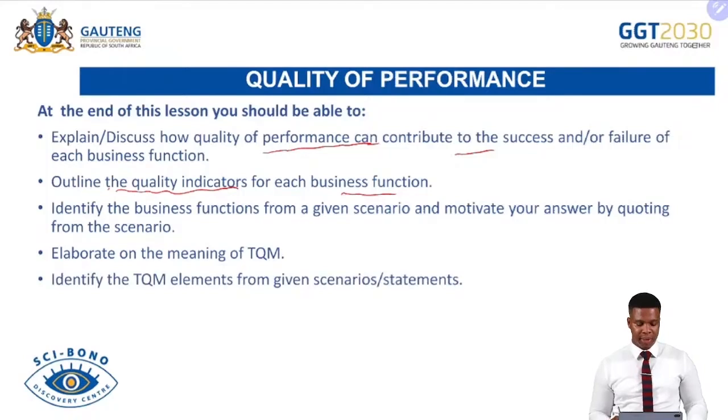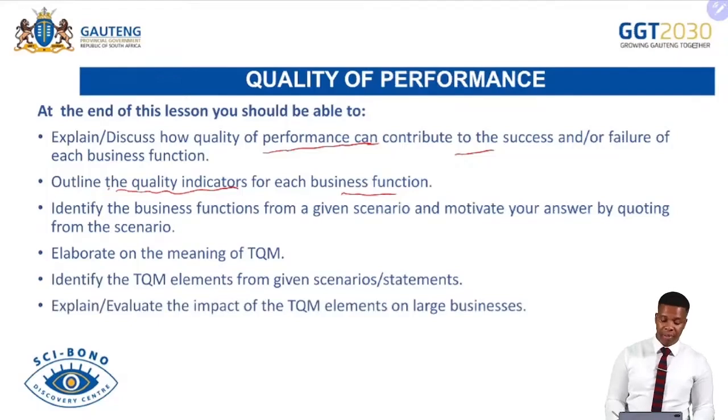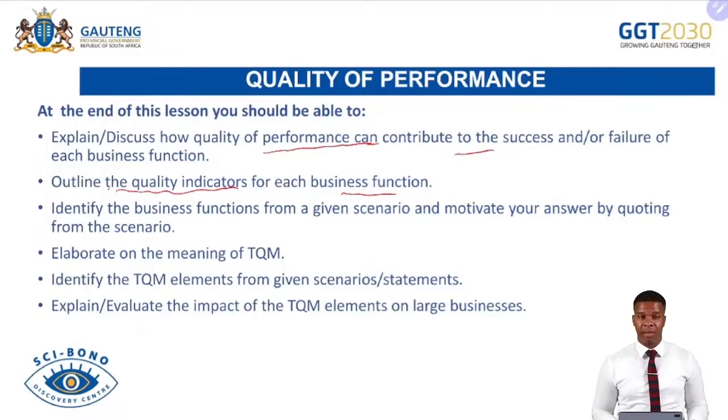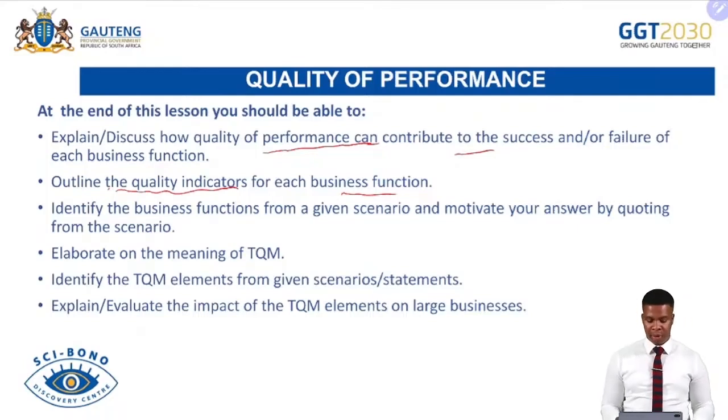You should also know how to identify the total quality management elements from a given scenario or statement and evaluate the 5 elements, which is your continuous improvement to processes and systems. We also have monitoring and evaluation. We also have continuous skills development. We also have adequate financing and capacity, and we also have your total client satisfaction. Those are the 5 elements you should focus on.